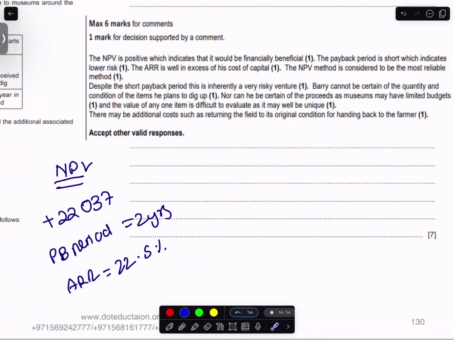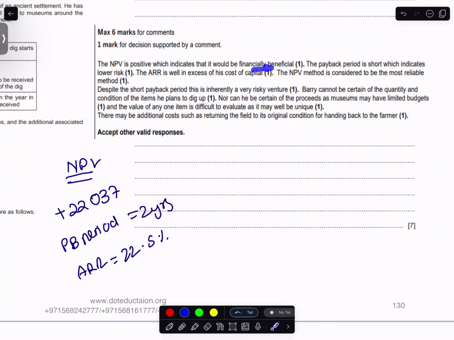That means it is financially beneficial. Payback period is short, which means you're going to recover your money in 2 years. ARR is more than your cost of capital. Cost of capital is 10% and you are getting an accounting rate of return of 22.5%. NPV is considered the most reliable method. Okay. So you can go ahead.